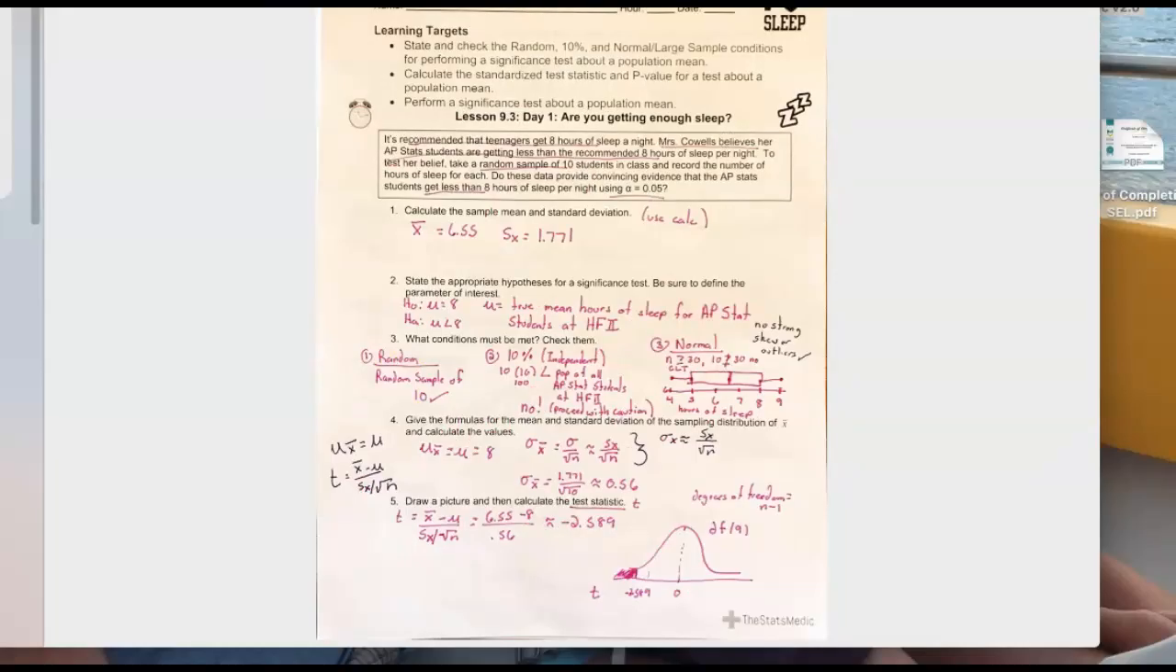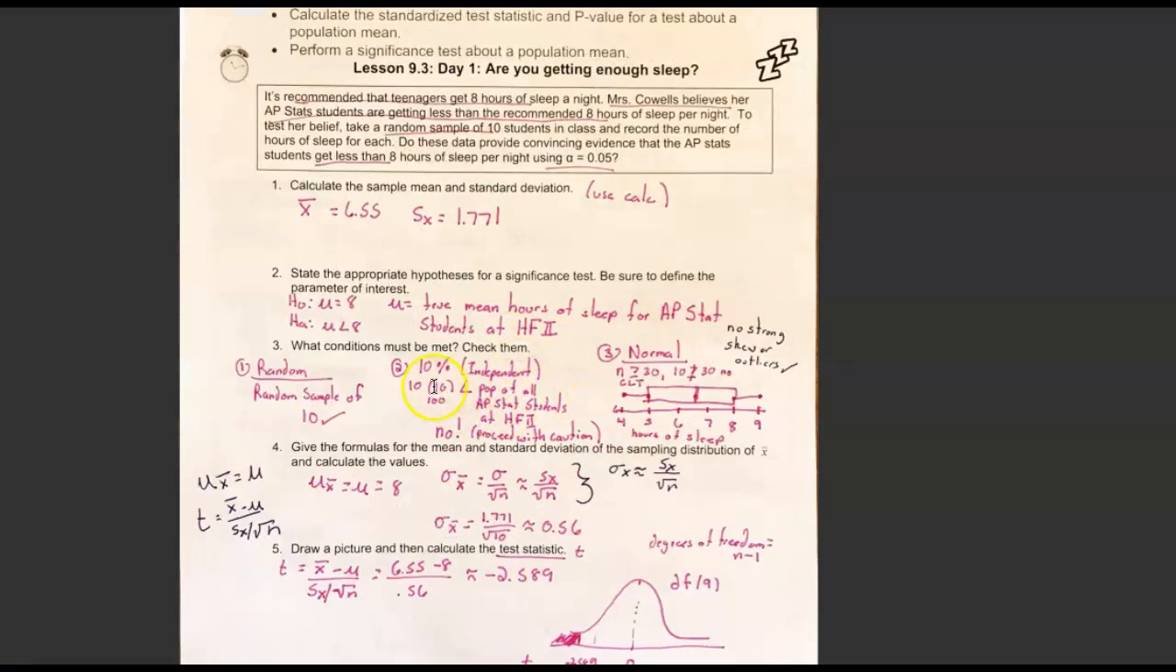So what conditions must be met? Well, the random condition is met. Okay, so for the 10% condition, is 10 times 10 less than the population of all AP Stat students at Ford? Well, 100 is not less than the population of AP Stat students at Ford. There are around 60 AP Stat students. So no, this condition did not check. Anytime a condition does not check, we have to proceed with caution. We're not going to stop the test, but we're going to proceed with caution.